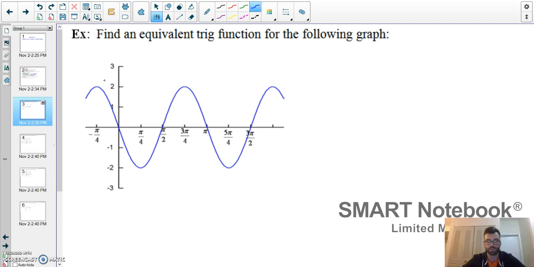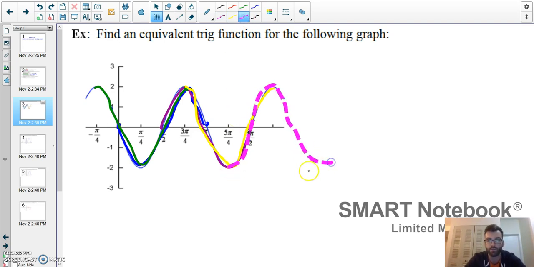We can choose to start with sine or choose to start with cosine. I could start here and look for a sine graph like that. I could start here and look at that sine function. I could start here and look at the cosine. I could even start here and look at cosine. You could start here. I could start a cosine down here and estimate where it would be.